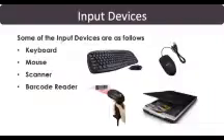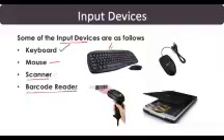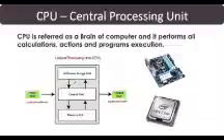So some of the input devices we know are called keyboard, which will have keys for various functions, the mouse, which is used to click things and move things from one place to another in the computer, the scanner, which is used to input some images or documents in the computer, and the barcode reader, which is typically used for reading the barcodes which are labeled on various things.